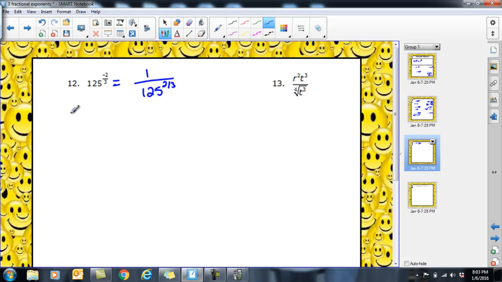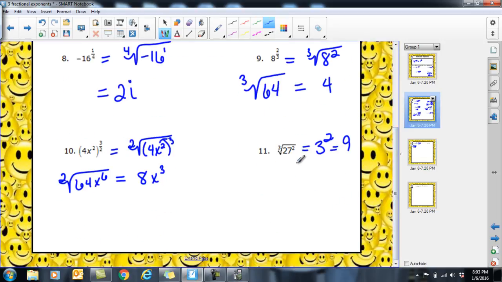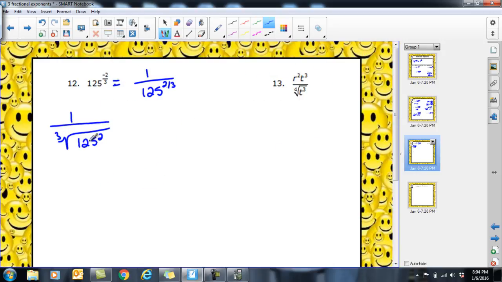So if I rewrite that in radical form, I get 1 over 125 squared and the cube root of that. Now, just like with this problem that we had just a second ago with the 27, you have two choices. You can do the cube root of 125 and then square that number, or you can do 125 squared and then take the cube root of that number. The first one is easier because if you do the cube root of 125, you are working with smaller numbers. If you do the second option and you do 125 squared first, you're going to have a really big number to work with. I like my numbers to be smaller.